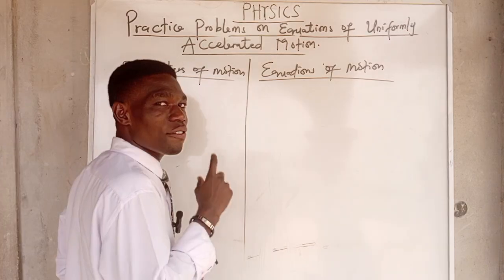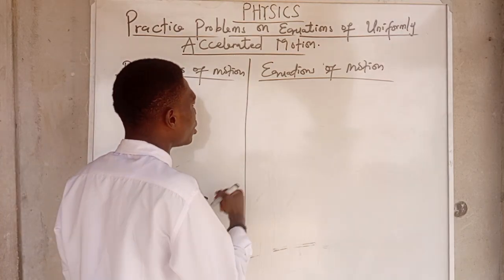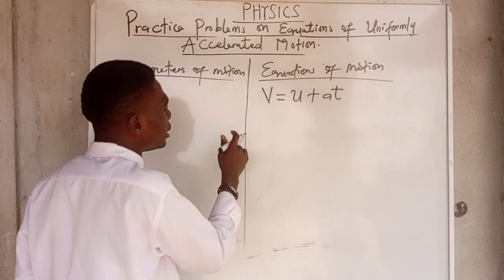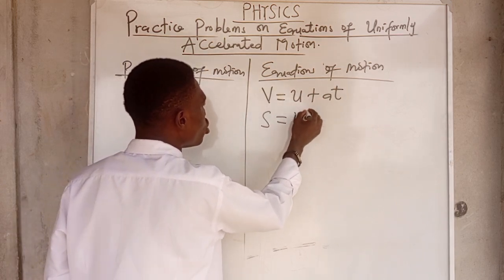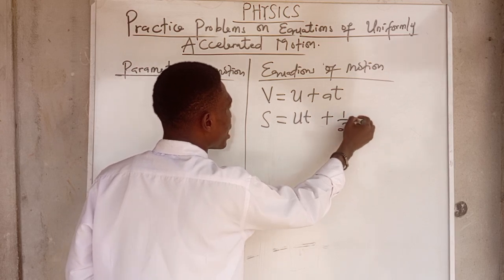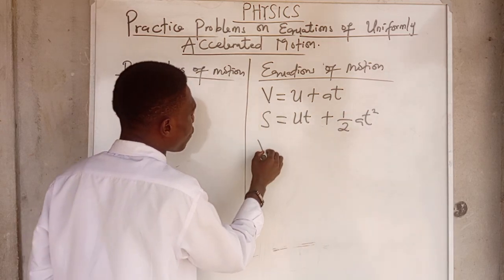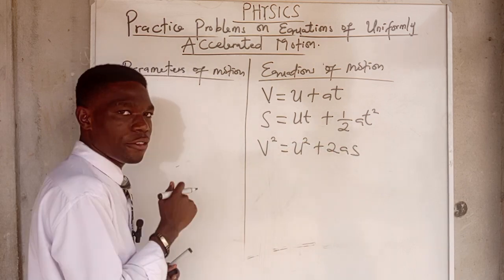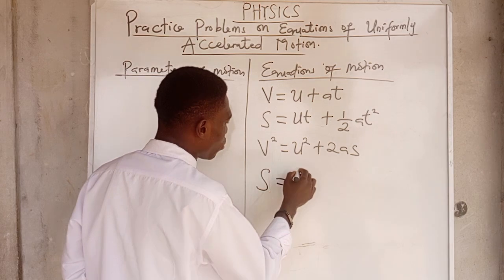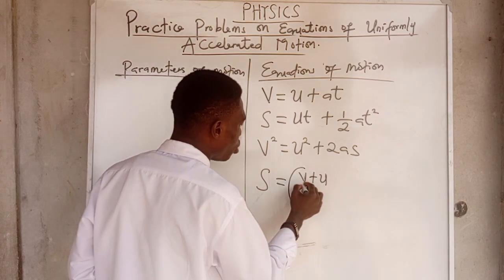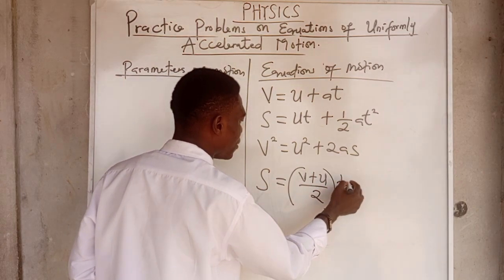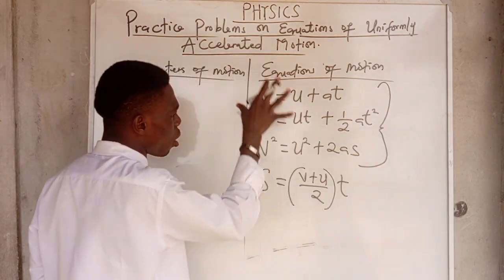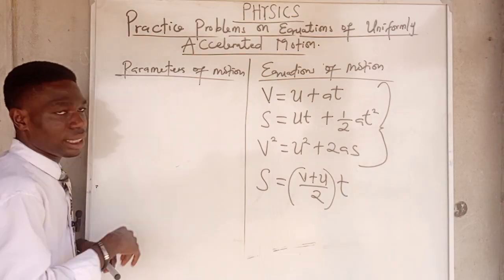Okay, now the first equation of motion that we derived was V is equal to U plus AT, and then the second, S is equal to UT plus half AT squared, and then we have V squared is equal to U squared plus 2AS. Are we following now? Then I added S is equal to open bracket V plus U over 2 close bracket T. This is the fourth equation. However, these are the three major equations of uniformly accelerated motion.